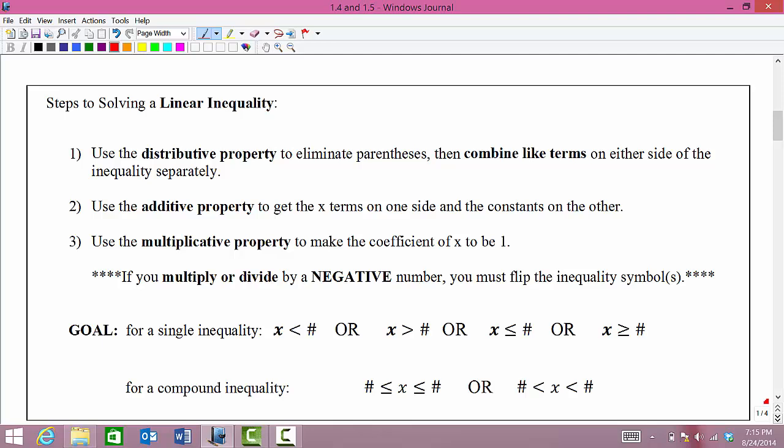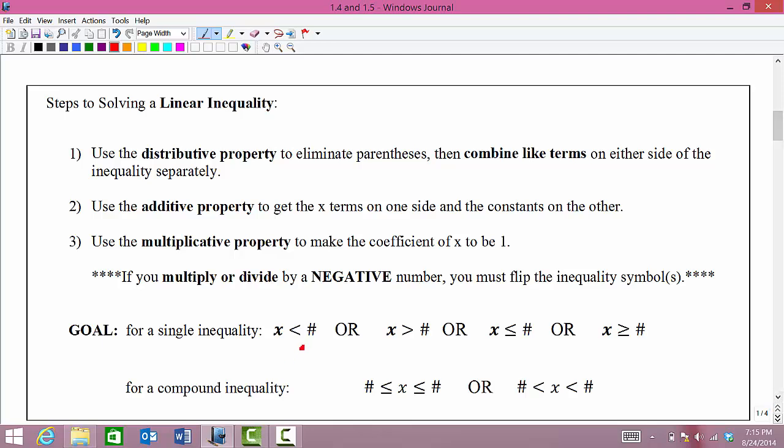Then we will use the additive property. We want to get all the x terms on one side, constants on the other. Then we will either multiply or divide to get x by itself. Remember that if you multiply or divide by a negative number, then you flip your inequality symbol.